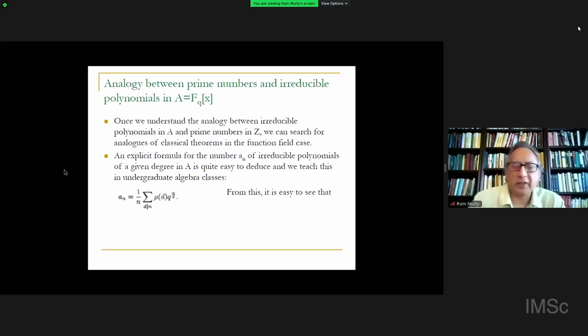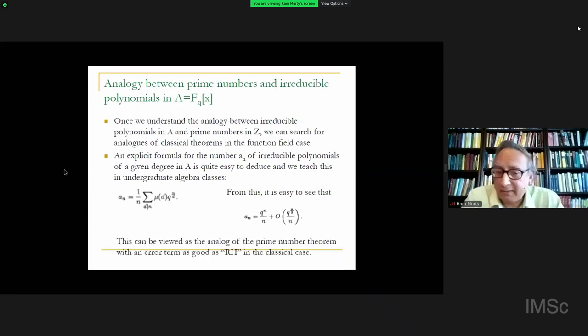So that's a very easy thing. And from this, it's easy to see that the number of irreducible polynomials of degree n is q to the n over n, and the error term is q to the n over 2 over n. So this is the analog of the prime number theorem with an error term as good as RH in the classical case. So with this very elementary observation, you see you have the kind of Riemann hypothesis in this trivial case.